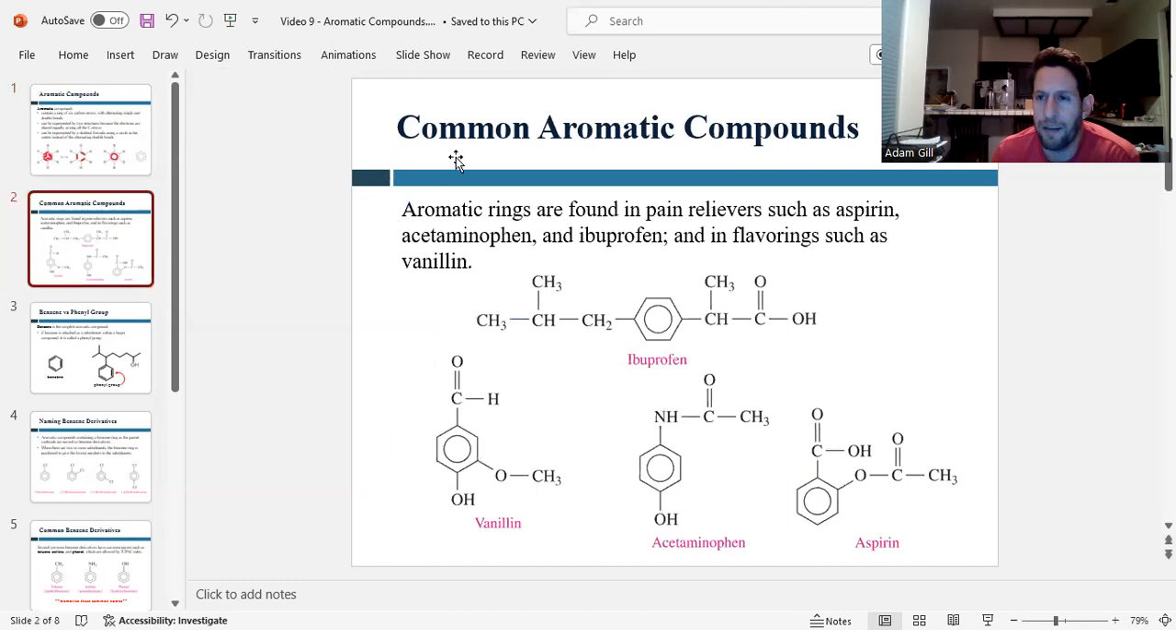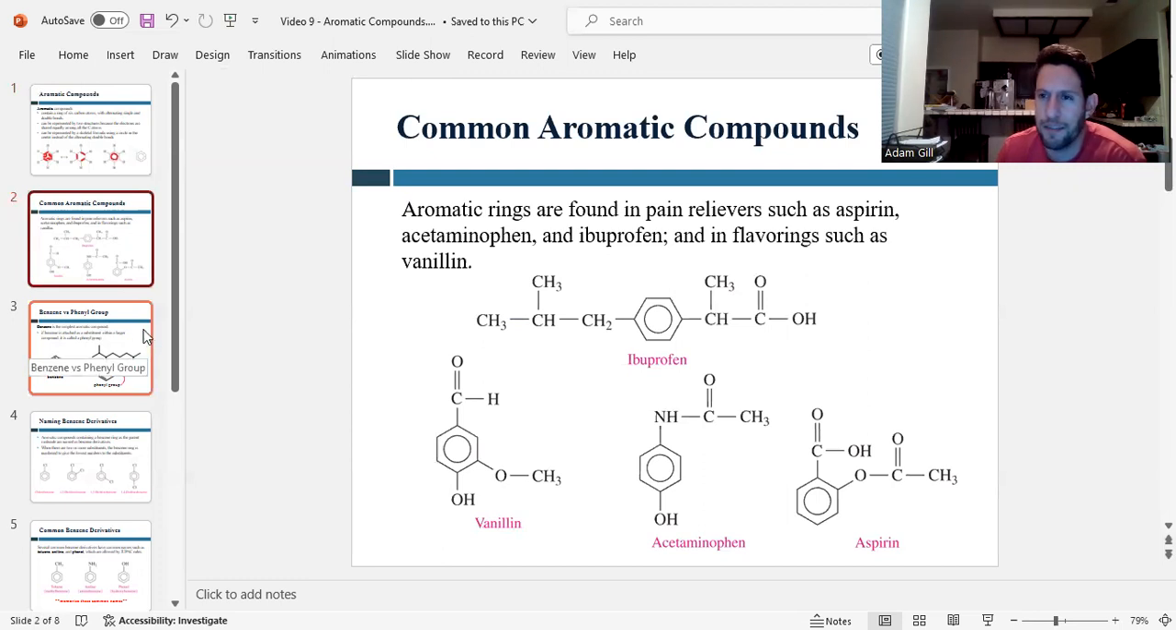So aromatic compounds are really common. You don't need to know any of these structures. These are just some common examples where you see aromatic compounds in everyday compounds. So ibuprofen has an aromatic ring. Acetaminophen, which is the main ingredient in Tylenol, has an aromatic ring. Aspirin has an aromatic ring. Vanillin, which is the molecule responsible for the smell and taste of vanilla, has an aromatic ring. So really common in a wide variety of molecules that you guys use every day.